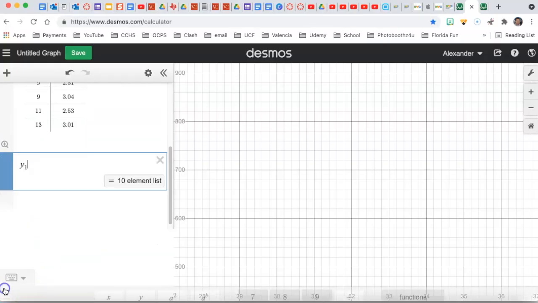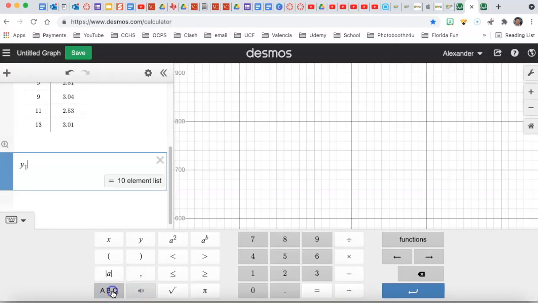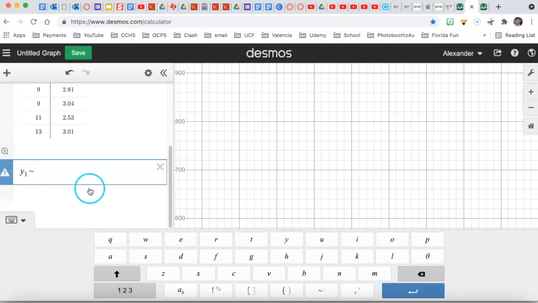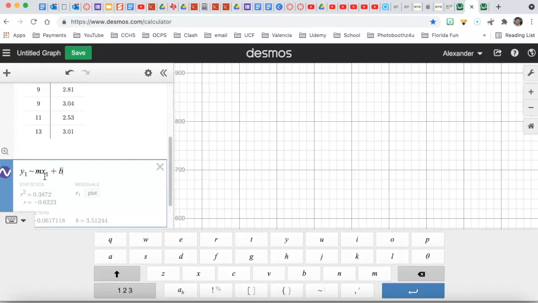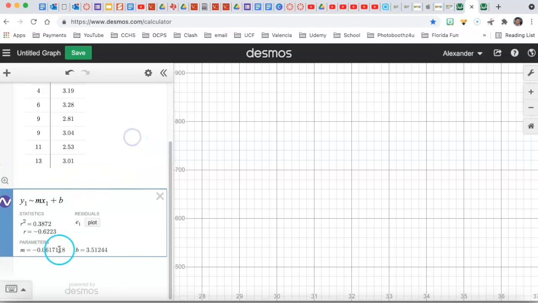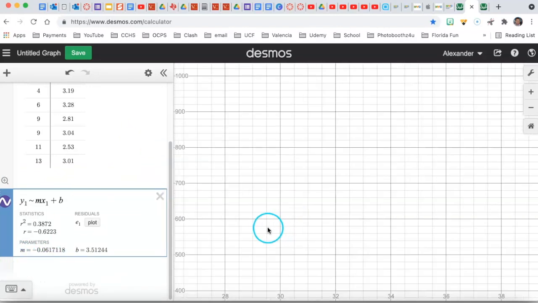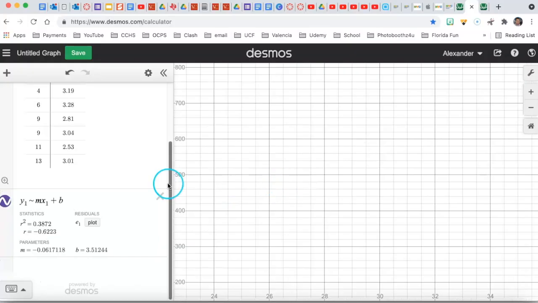y1 is approximately equal to mx1 plus b. Okay, and I have my information right now. Let me break this down. Now, if you notice, where are my points? They went away somehow. Let's get them.